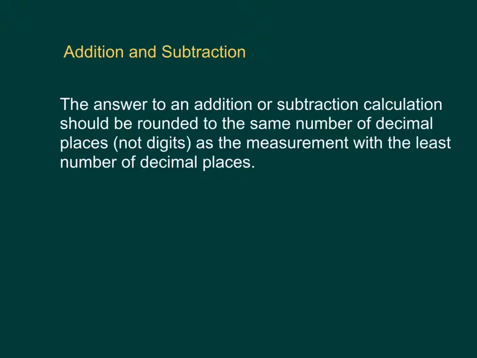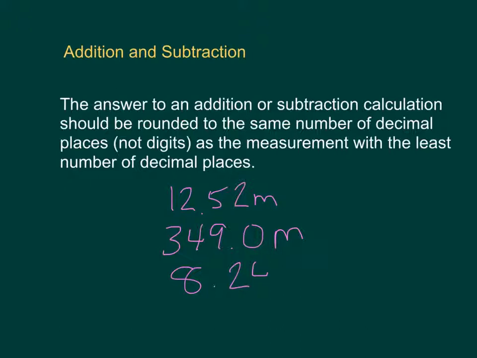Let's say I gathered 3 separate calculations. 12.52 meters, 349.0 meters, and 8.24 meters. So these are my 3 sets of data, and perhaps I need to find the total number of meters the ball traveled. Maybe I gathered data 3 separate times for this. So I need to add these numbers up.